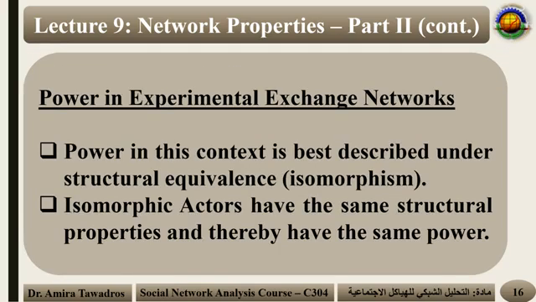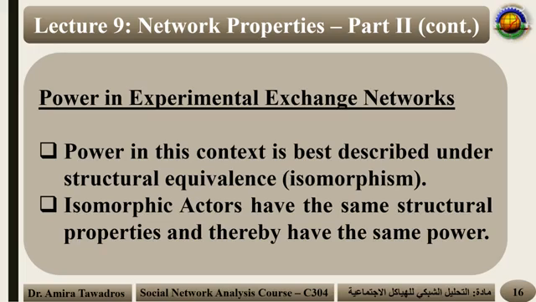The second example is power in experimental exchange networks. Power in this context is a function of the extent to which the actors rely on each other for the provision of some unnamed good, for example. Dependency here is a function of supply and demand, but supply here depends on the actor's position within the structure of the network. So, one must be connected to those who possess demand.